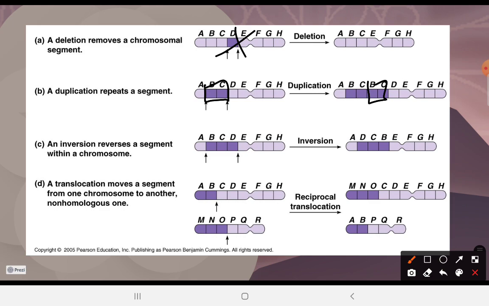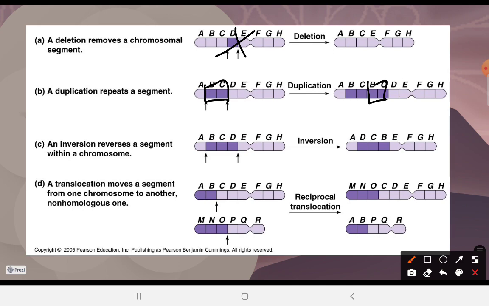So you can still have like a backup gene. So it's a really great way for evolution to occur, and that's one reason why your cells tolerate it so well.